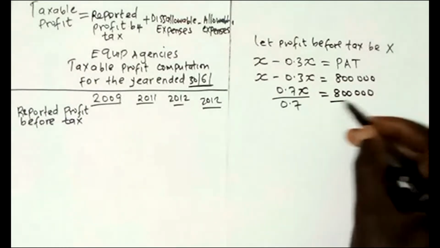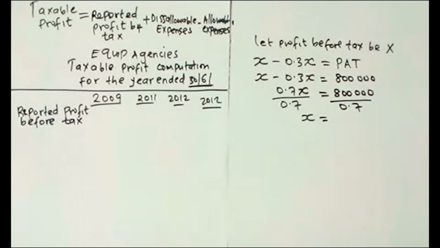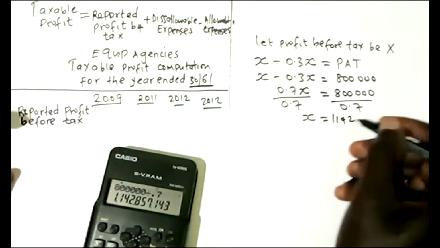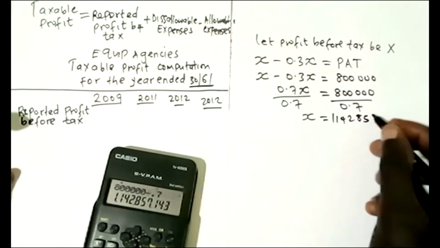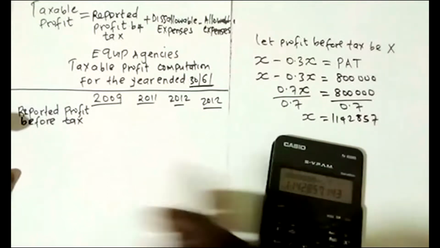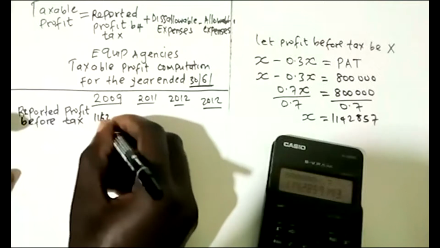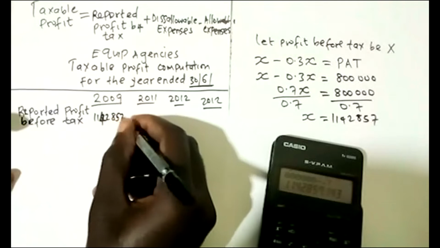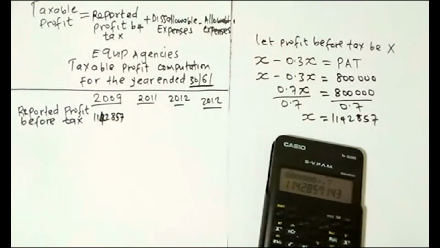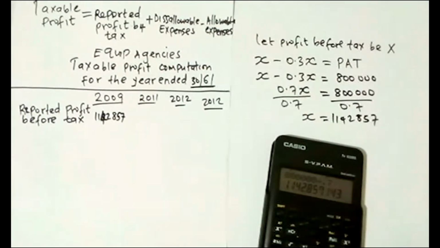So I will divide by 0.7. My X will be 800,000 divided by 0.7, which is 1,142,857. So for you to convert your profit after tax to profit before tax, you divide the profit after tax by 0.7.